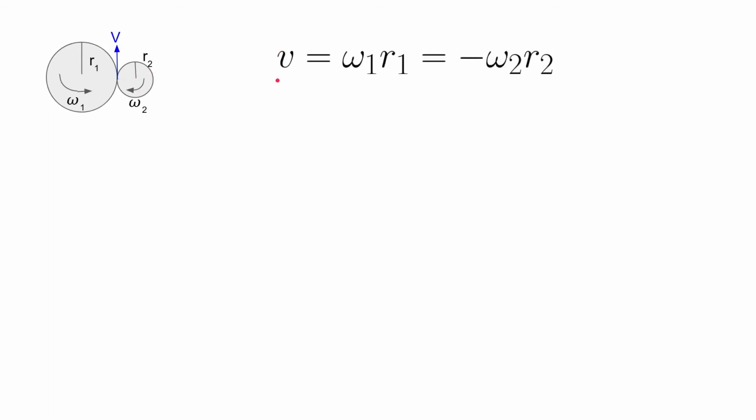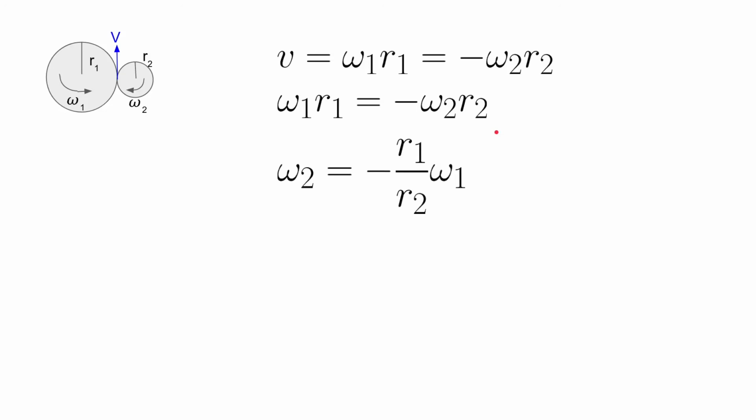But we get that velocity is equal to omega-1 r1, which is equal to negative omega-2 r2. It's the same thing, just with a negative here. And once again, omega-1 r1 is equal to negative omega-2 r2, and so omega-2 is equal to negative r1 over r2 times omega-1. So if we had the same gears and instead of a chain, meshed them with their teeth, we would see that omega-2 would have twice the angular velocity of omega-1 and would be spinning in the opposite direction.